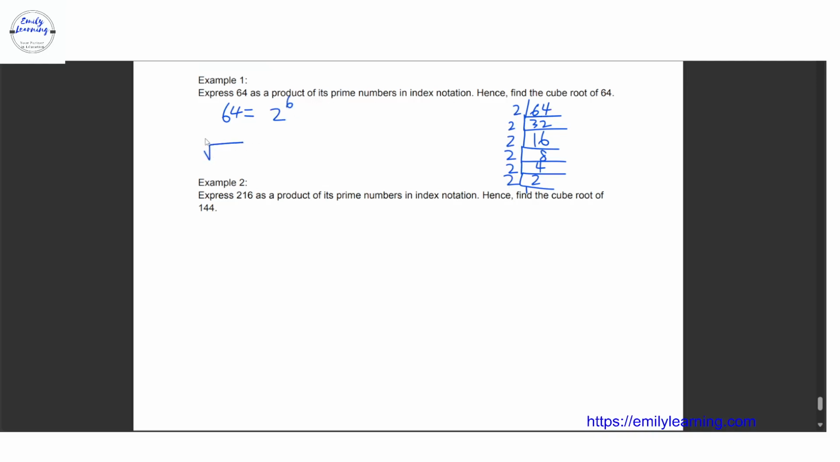Now I'm going to cube root 64, which is the same as the cube root of 2 to the power of 6. Because this index is a multiple of 3, to find the cube root of 2 to the power of 6, I simply divide this index 6 by 3. 6 divided by 3 gives me 2. So the cube root of 64 gives me 2 squared, which is 2 times 2, which is 4.